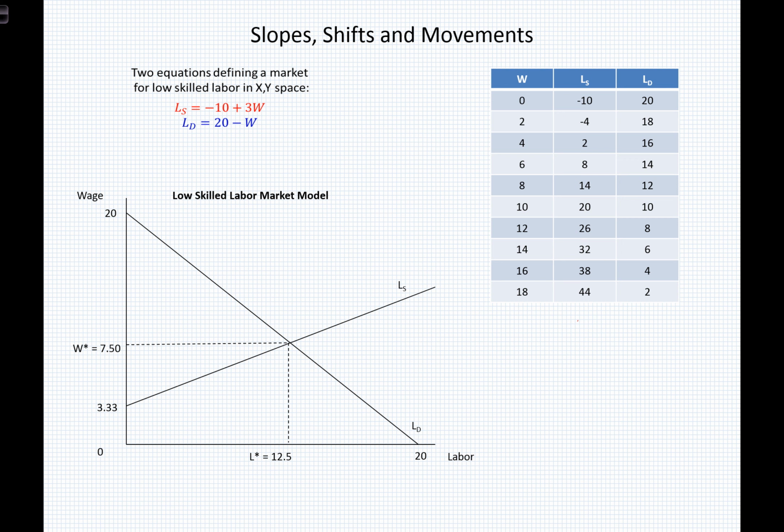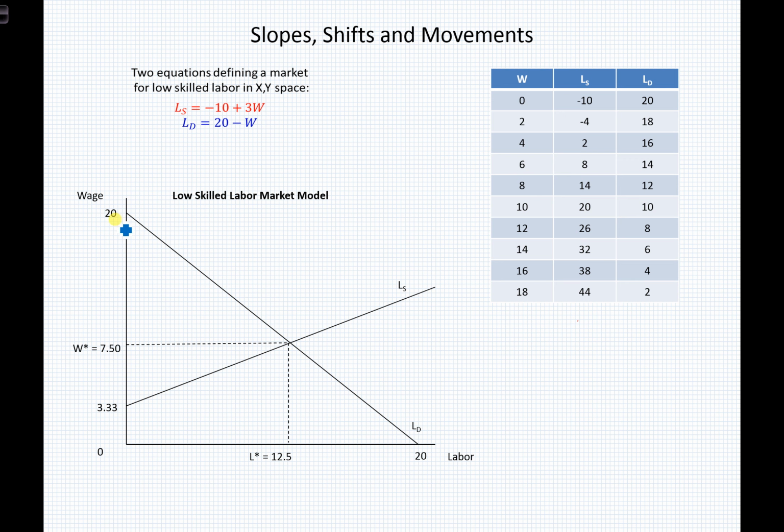In fact, we see at a wage of 6 that labor supply is 8 and demand is 14, and recognize that demand is greater than supply there. At a wage of 8, we have a labor supply of 14 and labor demand of 12. So now the relationship has changed. Now supply is greater than demand here. So we know that somewhere between 6 and 7, the equilibrium value of wage is achieved. And we happen to know by our equations that that's 7.5.